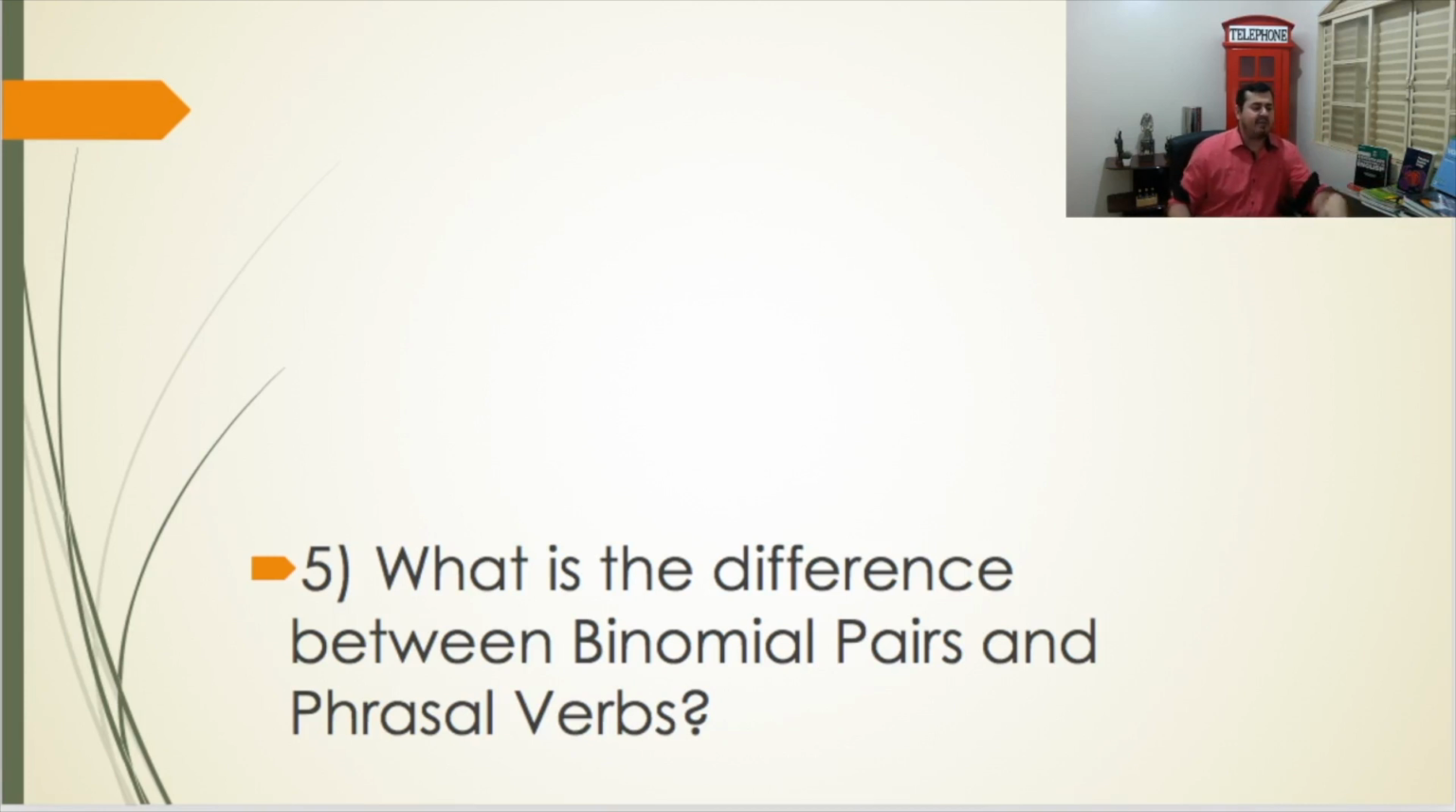Another example, like run away. To run, you run. Away, everybody knows the meaning of away, but when you run away, you're basically escaping. It's different from just running, you're escaping, for example, from the police or from your wife, whatever, alright? So those are the main differences between a binomial pair and a phrasal verb. Great, let's have a look at the next one.